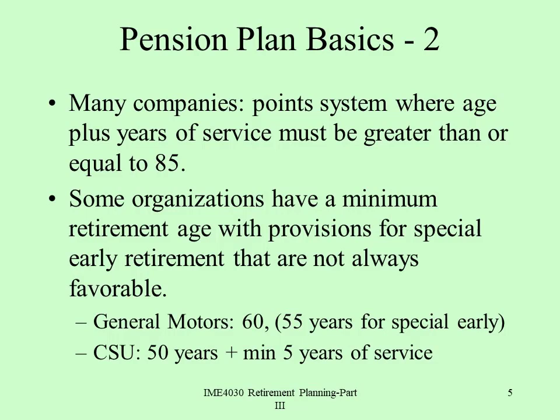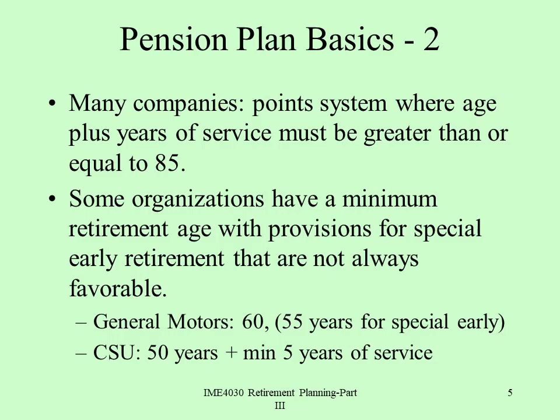But for many people, the early retirement option is what they want. I used to work for General Motors, and at General Motors, 55 years is the age that you can retire at with a special early. I believe age 60 would be a normal retirement, 60 or above. In the California State University system, right now for faculty, you can retire at age 50 if you have at least a minimum of 5 years of service. Now, keep in mind, if you retire at age 50 with 5 years of service, you're not going to get a very big pension. But let's look at the pension plan.